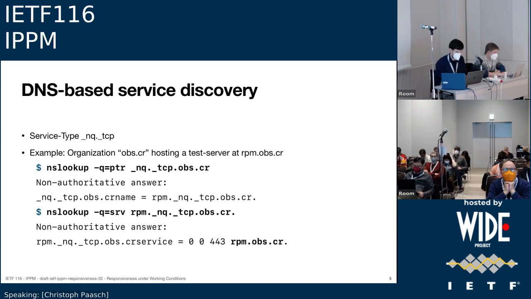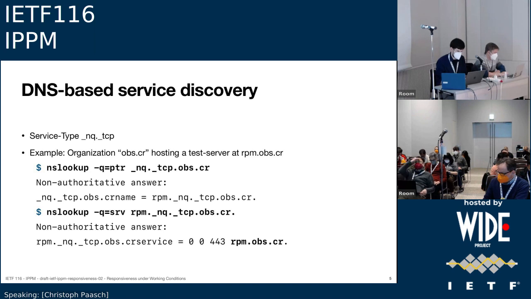_nq._tcp. And so now if somebody, for example, an organization, for example, ops.cr, is hosting a test server, one can then do a DNS lookup for the PTR record and then request the SRV record, and then we will be able to get the host name rpm.obs.cr, which will then be hosting the RPM test server.